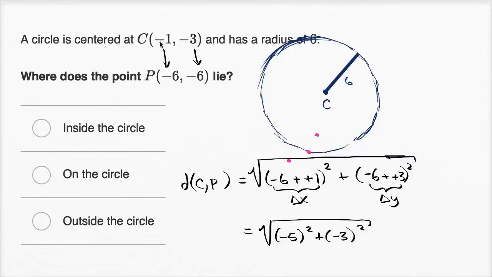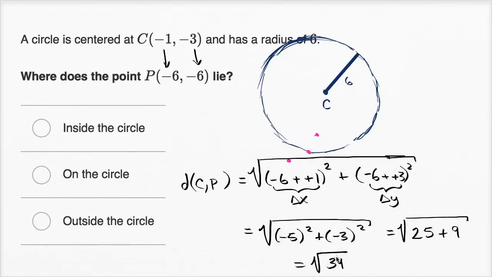And once again, you can see our change in x is -5. We go 5 lower in x, and we're going 3 lower in y. So our change in y is -3. So this is equal to the square root of 25 plus 9, which is equal to the square root of 34.